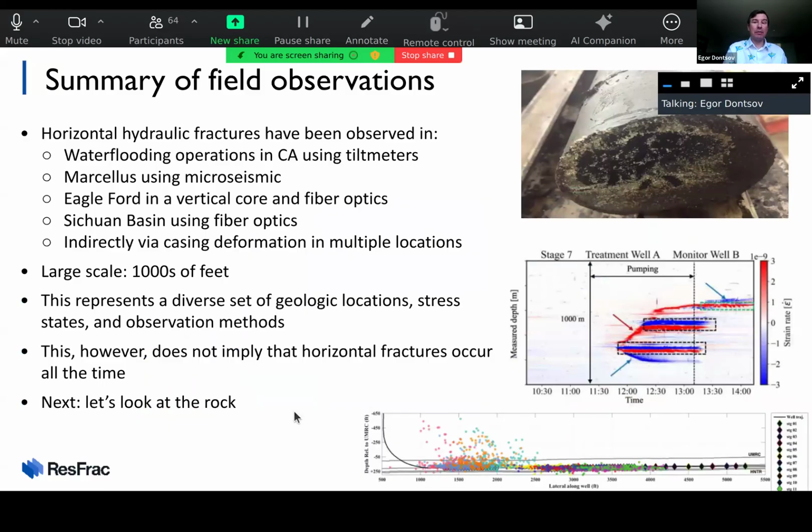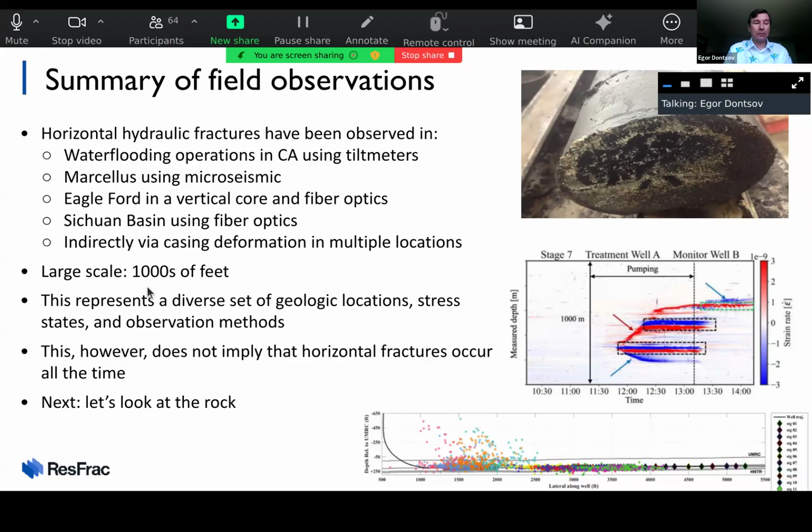So this is the summary of field observations before we proceed further. I hope it convinces you that we may occasionally have horizontal fractures. They were observed using tiltmeters, microseismic, core, fiber optics, and also casing deformation. That's quite a lot of field evidence, right? It probably does not happen in every pad and every well, but it occurs in nature, let me put it this way. And these are large scale features, thousands of feet or hundreds of meters, maybe 3, 4, 500 meters.